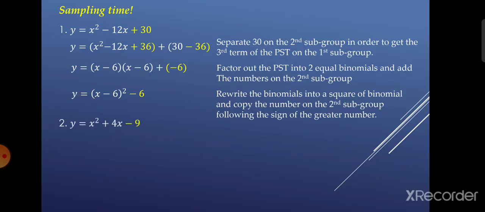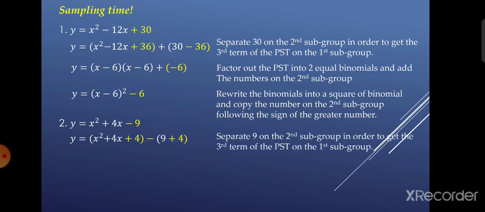Example number 2. y equals x squared plus 4x minus 9. In the first example, the third term is positive. In the second example, the third term is negative, so we use plus plus. First step is to fill in the third term, the perfect square trinomial. Then add the same number on the second subgroup.